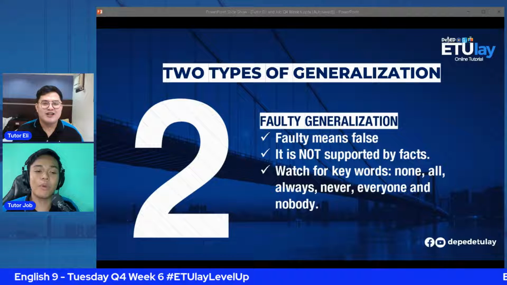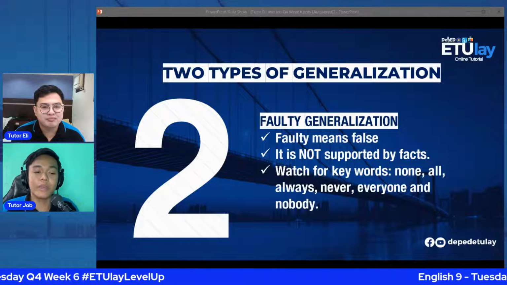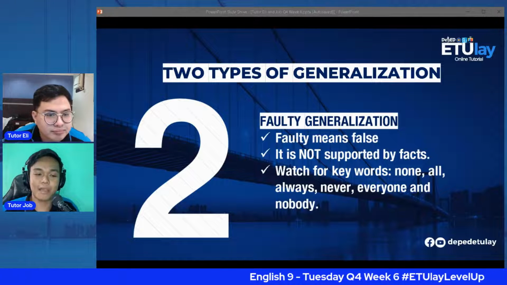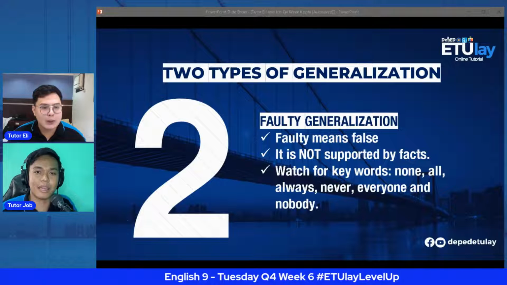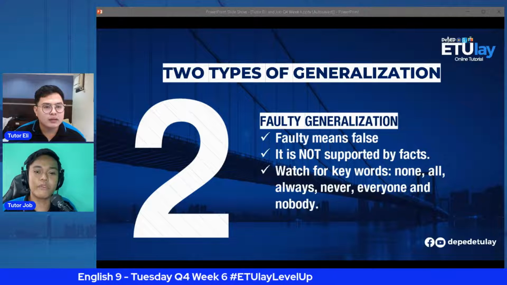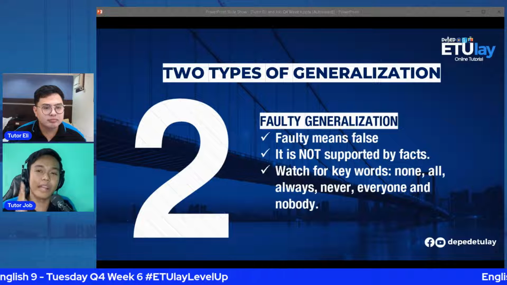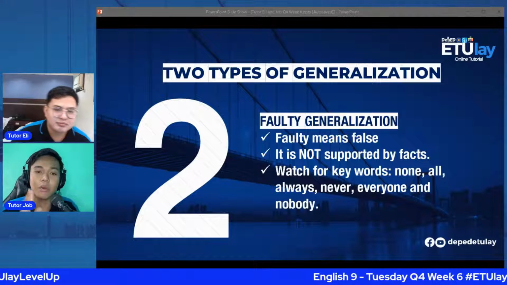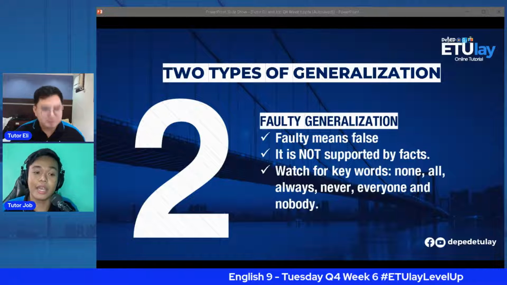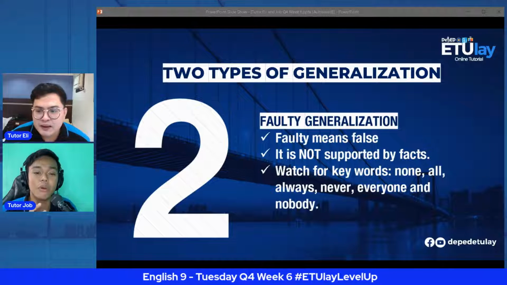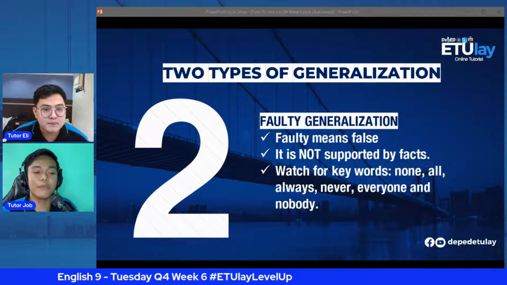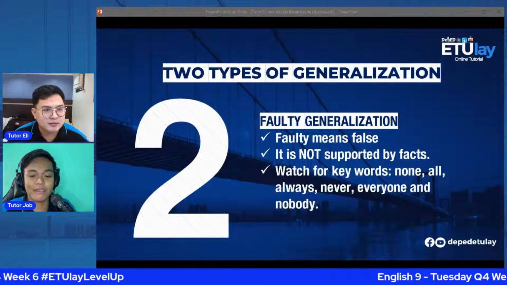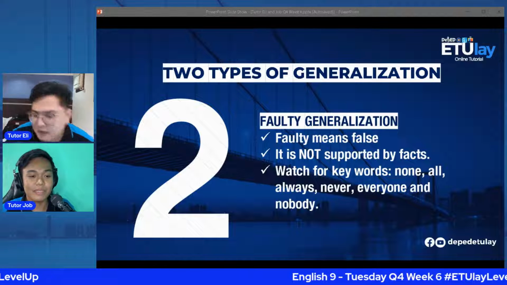What we mean by this is that when you say none or all or always, you are presenting something that is ultimate, like you have already proven this time and time again, or you are 100% sure. However, if you are not 100% sure and you use these words, you are at risk of making a faulty generalization. So how do we say that? Tutor Ellie, do we have an example here? Yes, we have an example.